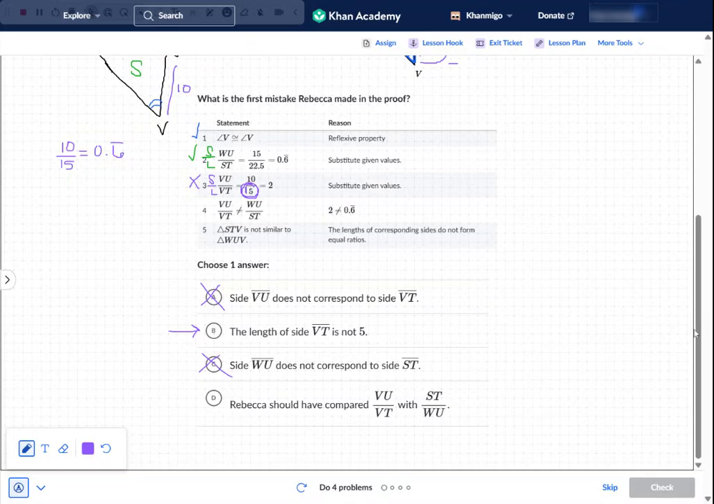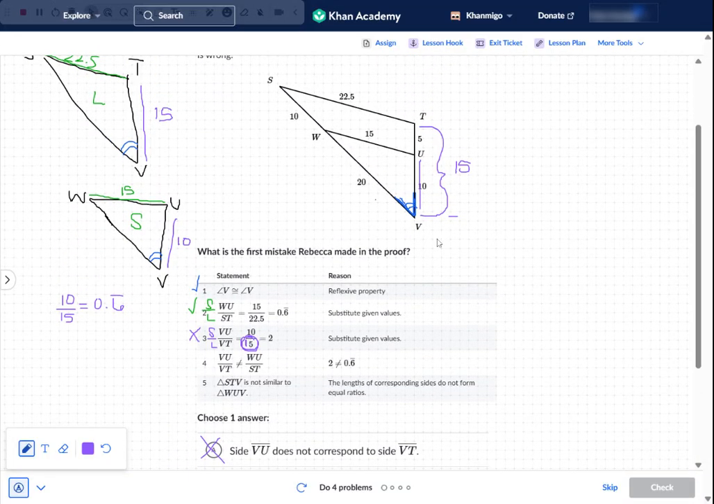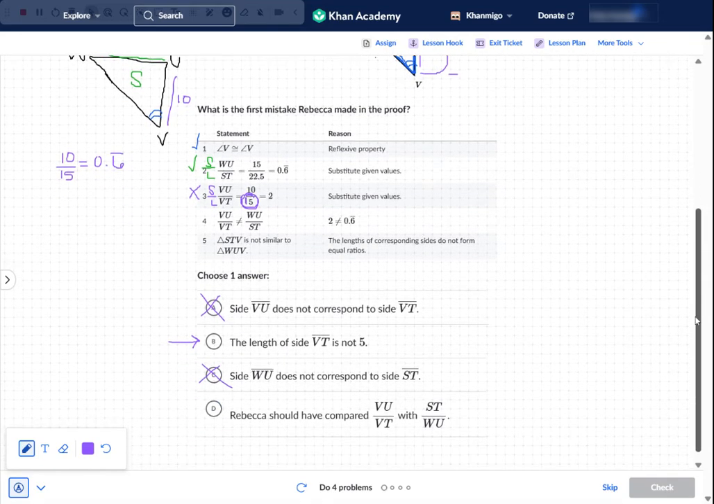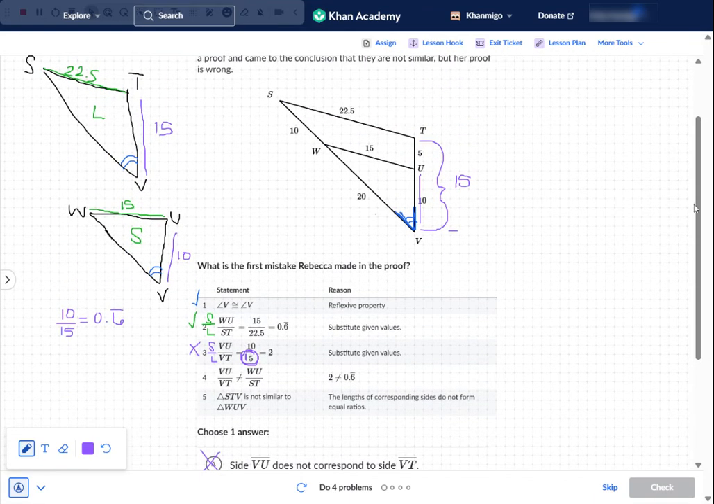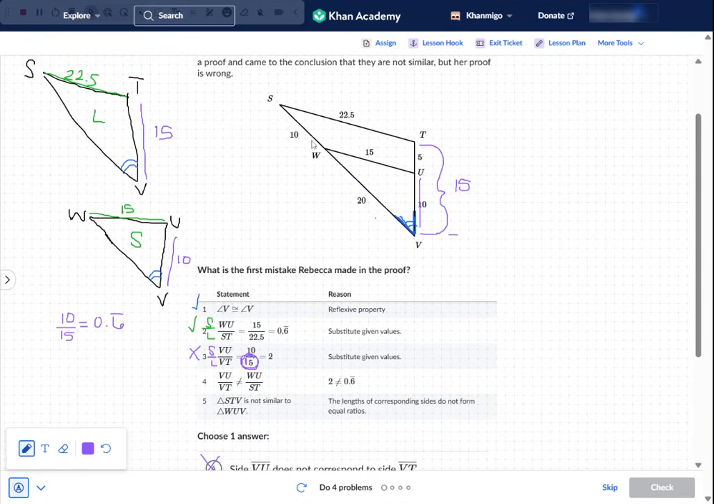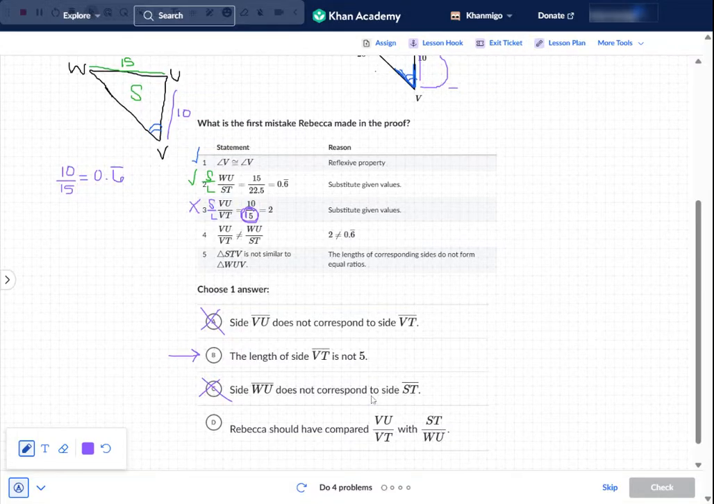Rebecca should have compared VU over VT with ST over WU. Let's see what she did. I mean, she should have done the complete VT, right? But that's looking at now step 4, where this comes into play. And while that was a mistake because of the VT, she had the wrong number, it wasn't the first mistake. So you want to know what the first mistake was, because this is also incorrect, step 4, right? But why was this incorrect? Because she had the wrong value.